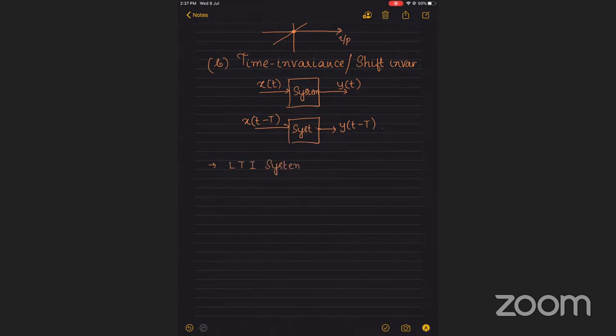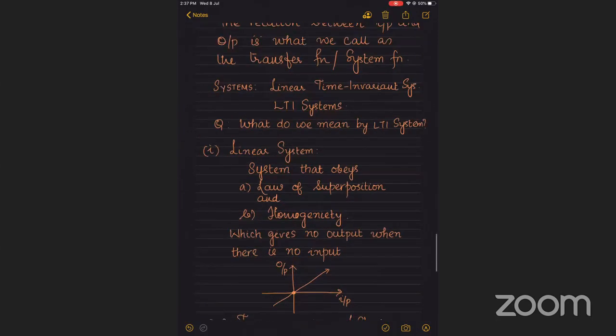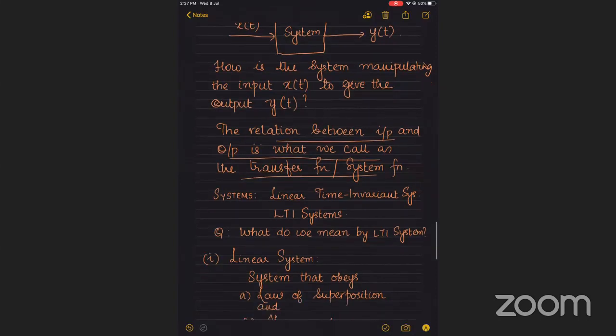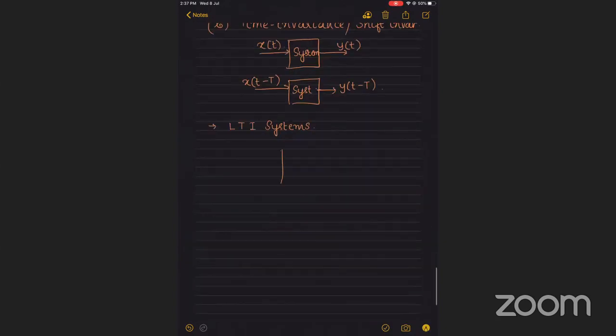These are the most important class of systems for which you have some interesting properties. What are the properties? Now you remember we said that if you have a system, we have something called a transfer function. We said the relationship between input and output is what we call system function or transfer function. So if you take a system, let me denote the system behavior by h of t, the input to the system as x of t, and the output from the system as y of t.